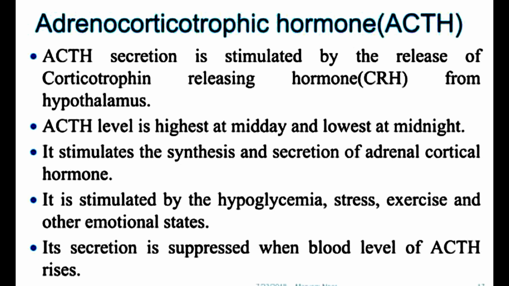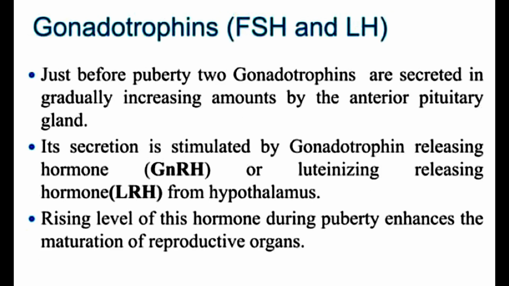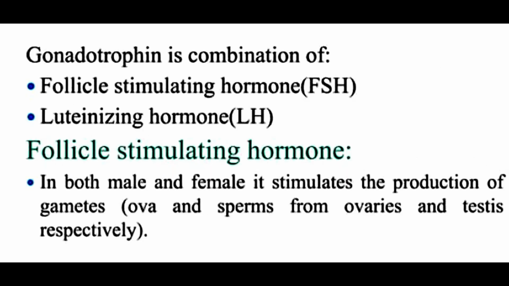The follicular stimulating hormone. In the males, the follicular stimulating hormone acts along with the testosterone, and it accelerates the process of spermiogenesis. What is the function of FSH in females? It causes the development of Graafian follicles from the primordial follicles. It stimulates the theca cells of the Graafian follicles and causes the secretion of the estrogen.